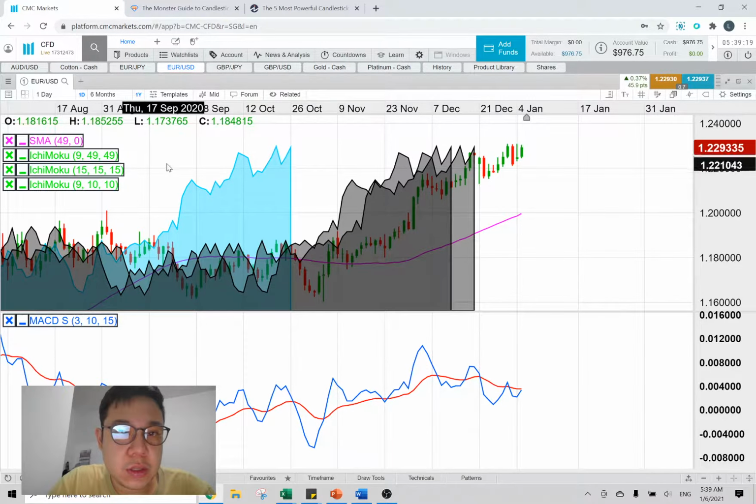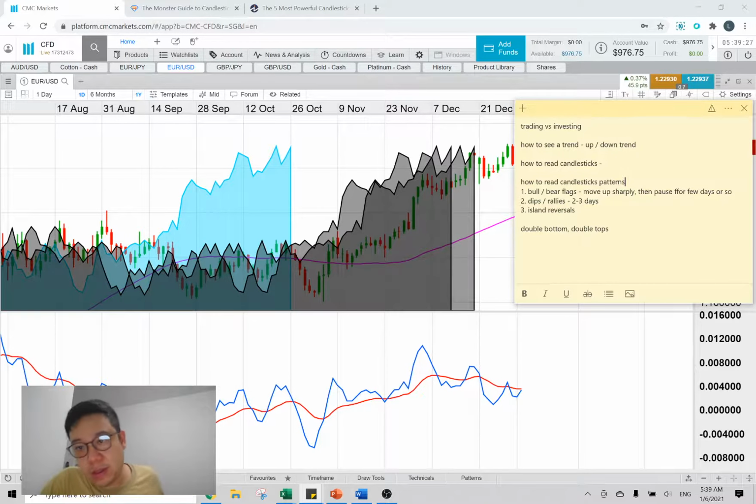So how to read candlesticks, and then how to read candlestick patterns. I'll be going through the two or three that I think are strong enough, good enough to use. There are a lot in the market that I don't quite believe in, and I don't use them. So this is what we're going to do, and give you an idea.